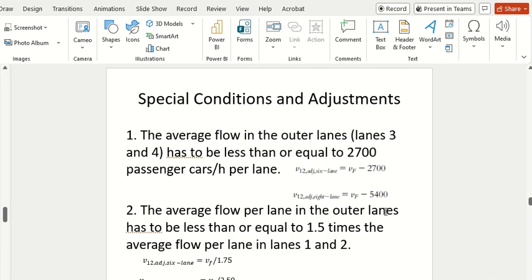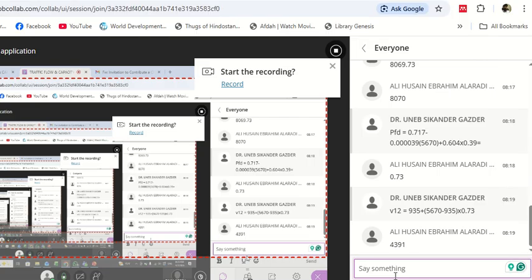So the first check is the flow in the outer lane. I have only one outer lane, so I don't need to do per lane every time here. Flow in the outer lane should be less than or equal to 2700. The total was 5670, and you got in the first two lanes 4391. So if I do 5670 minus 4391, it is less than 2700. So the check is satisfied.